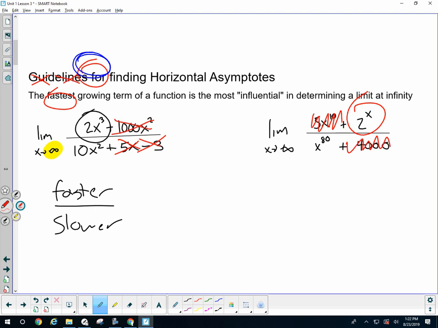Okay? Now, relative growth, that's what we're going to talk about. Faster over slower. We're going to have situations where we're going to have slower growth over faster growth. We're going to have situations where the growth is going to be the same and they'll just essentially cancel each other out. We'll get there.